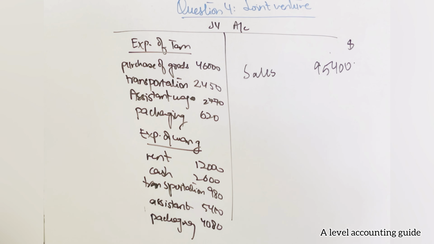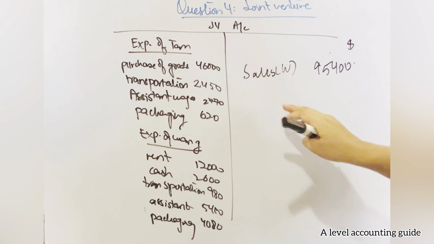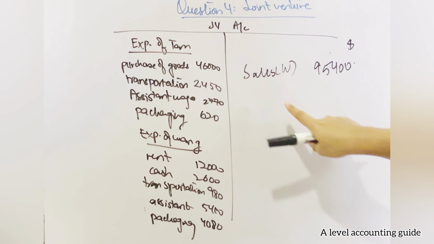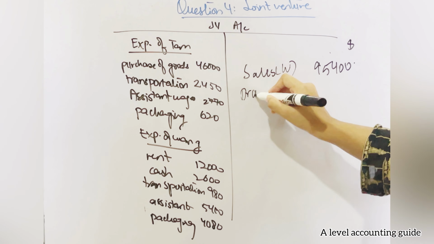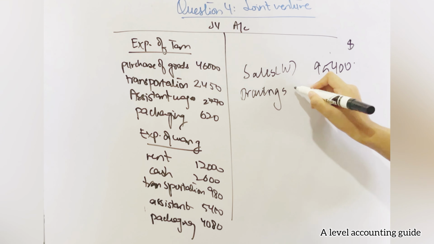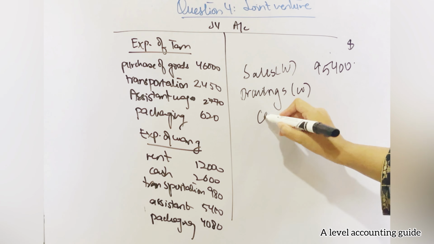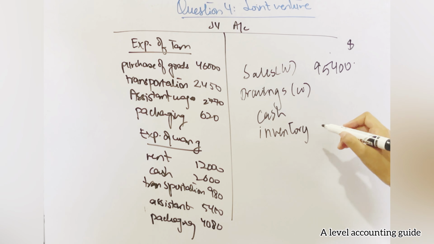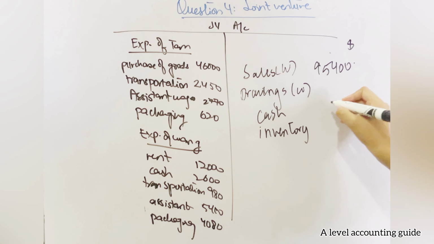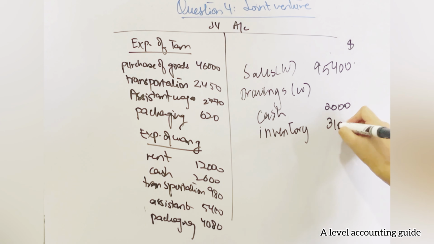The sales were incurred by Wang, so you can also write Wang here. When you're recording into the accounts separately, you need to know in whose account you have to record the sales. And then the drawings, these were the drawings of Wang: the cash register, and the inventory taken over. Cash register was 2,000 and inventory was 3,100. Now we are done with all the information. You need to add this side, subtract this, and you can get to the answer. And there is basically a profit share between Tan and Wang.